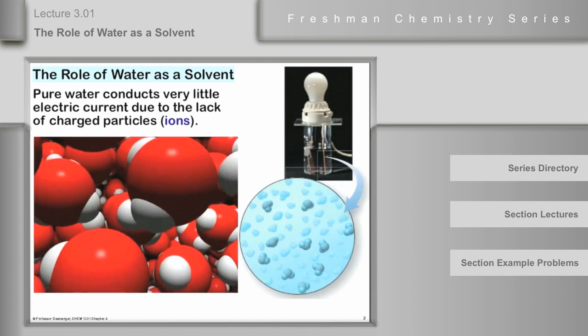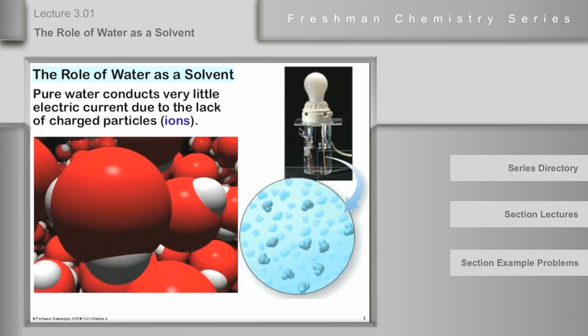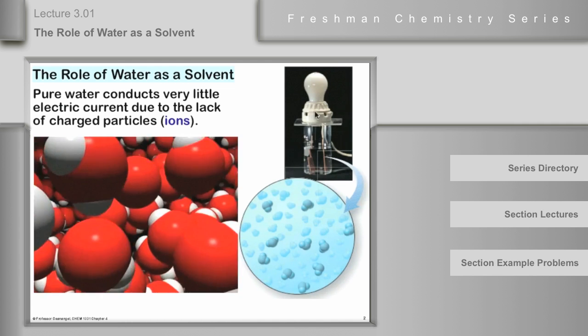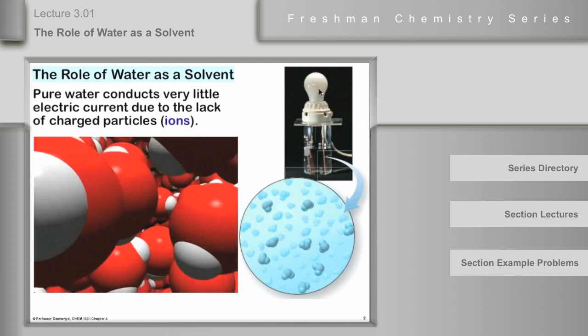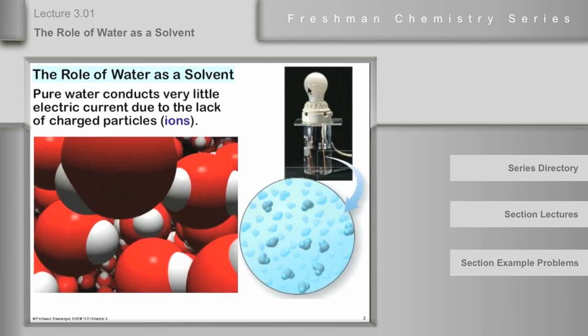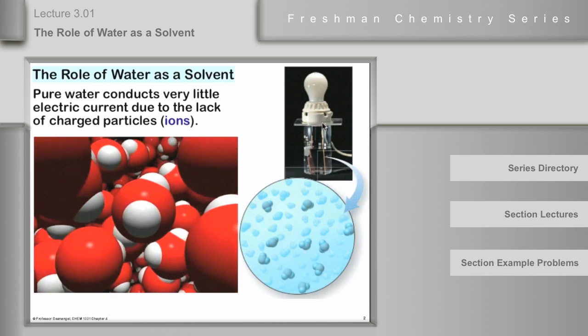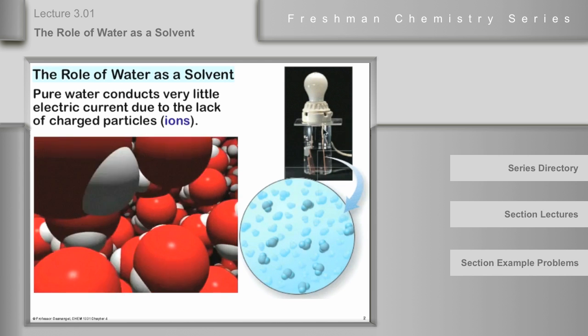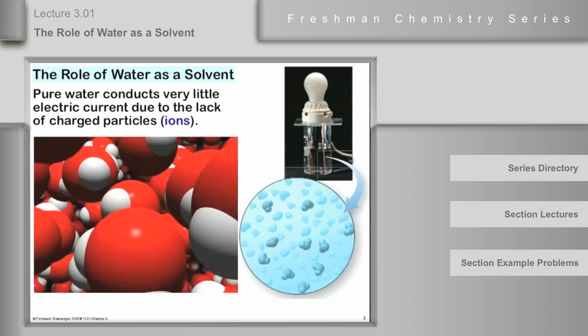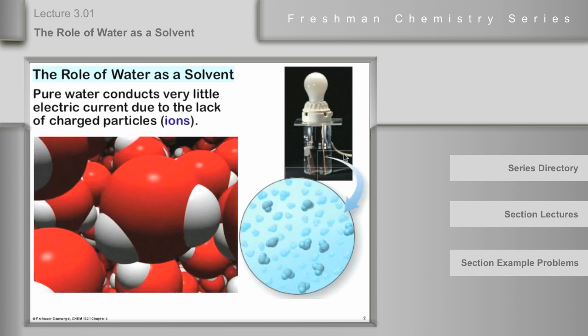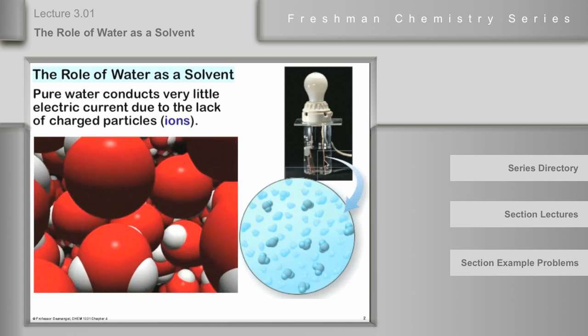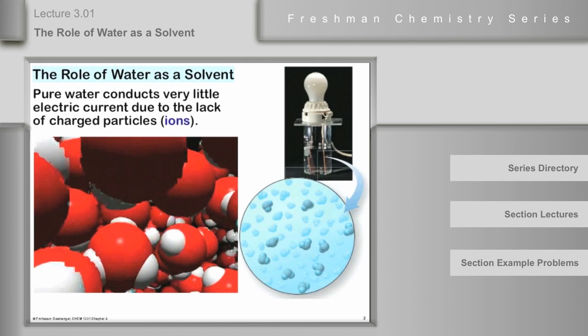Sorry. Let's see if I can get this. I'm sorry. I even called it the wrong thing. It's a conductivity apparatus. It has a light bulb. It has in a circuit with the light bulb and a power source that comes in from the right here, a couple of metal electrodes.